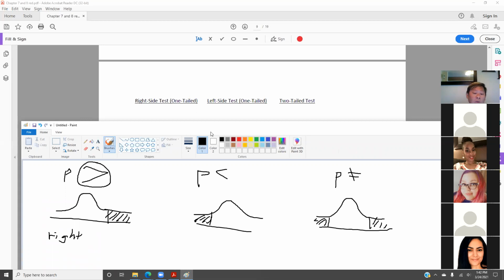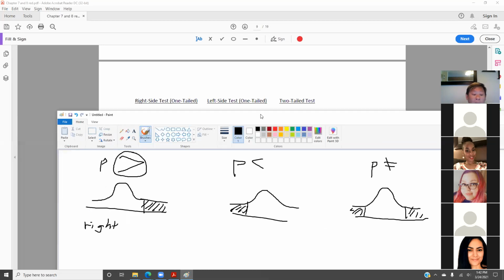Okay, so when you do a left tail, right tail, and a two tail test here, this line that we draw is your critical value. Okay, so this is Z alpha, this is Z alpha, and this is Z alpha over 2. The reason why the first two pictures are Z alpha is because you only got one side.